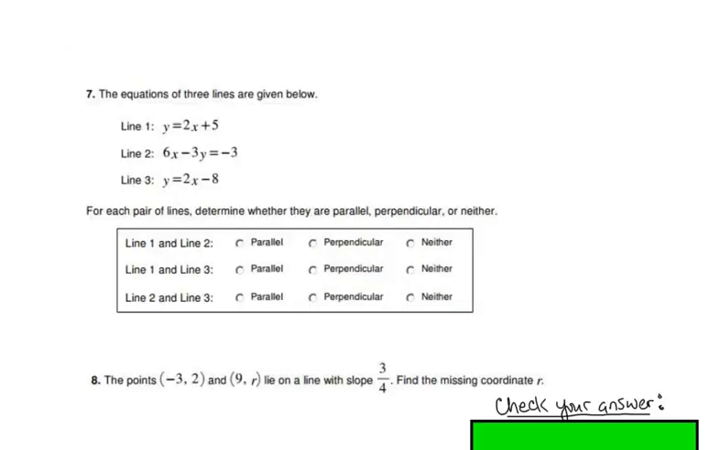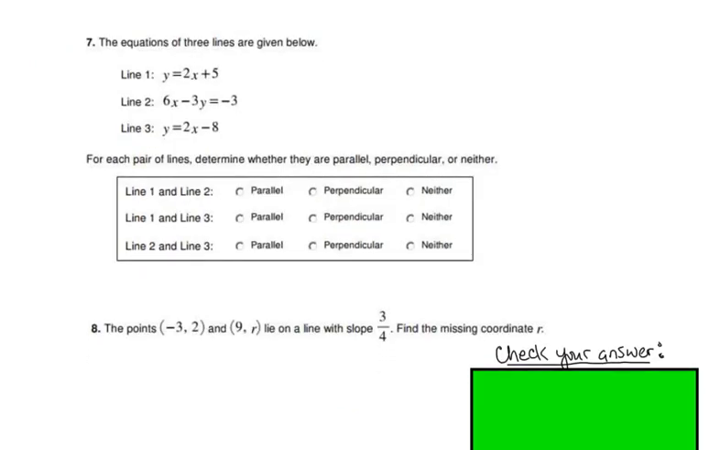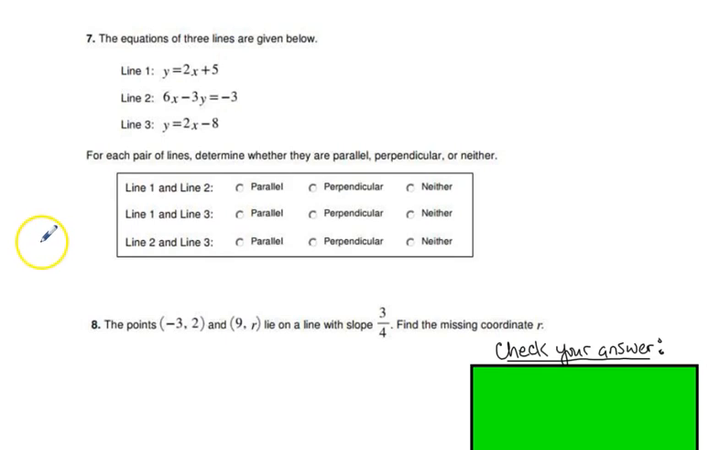Moving right along. I actually included another number 7 that's a little special in terms of being different from the one in the previous notes. So here, that's easy. My slope is 2. For line 2, I can just kind of come over here and solve. So I'm going to subtract 6x.